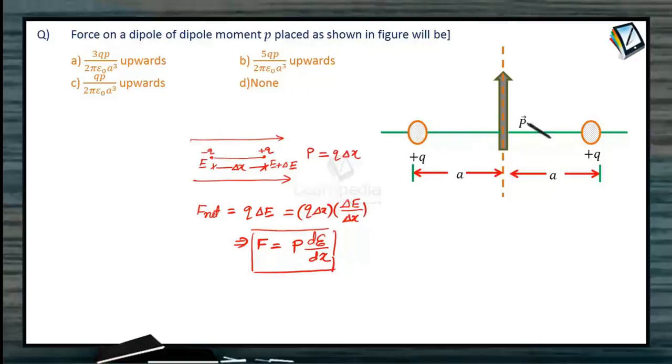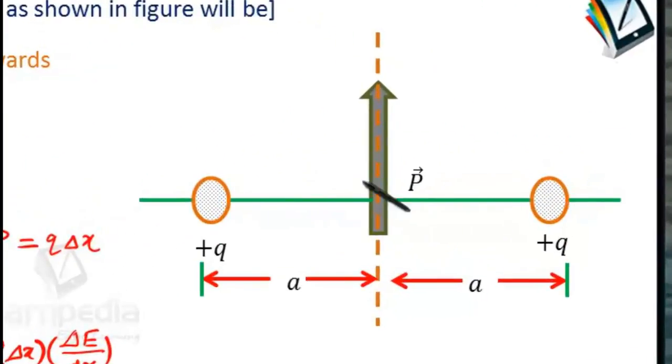For example, here you can see there are two charges. Suppose we select a point somewhere here, because you can see that the dipole is placed along the perpendicular bisector, meaning perpendicular to this line. So this is the center, and let us select a point at a distance x from the center, because we have to find the variation of electric field in the direction of the dipole moment vector. Only then can we find the force acting on the dipole. So let us select this point P.